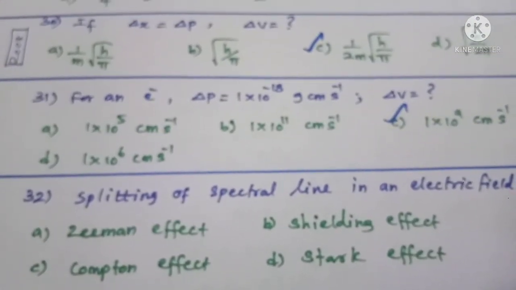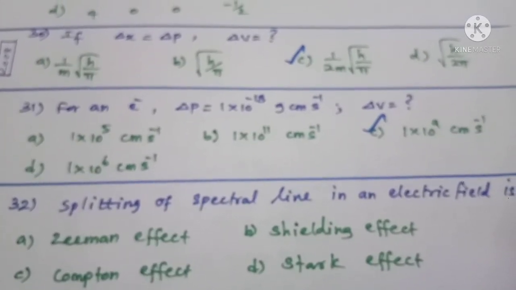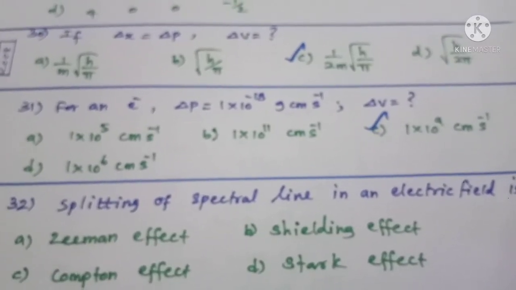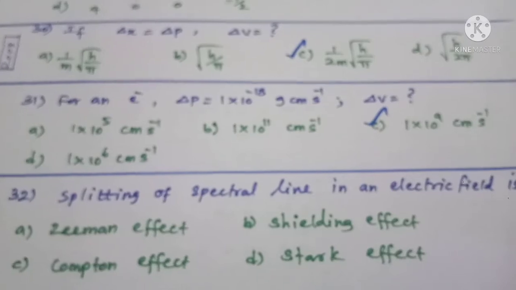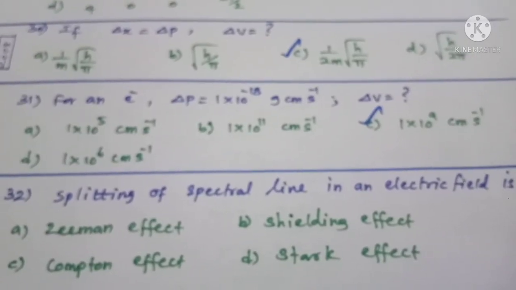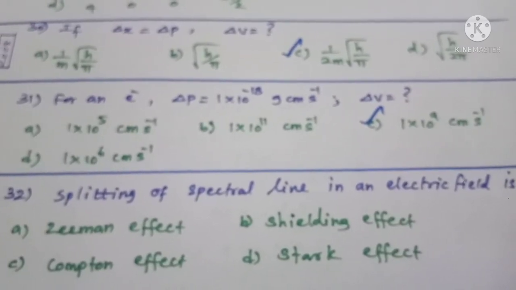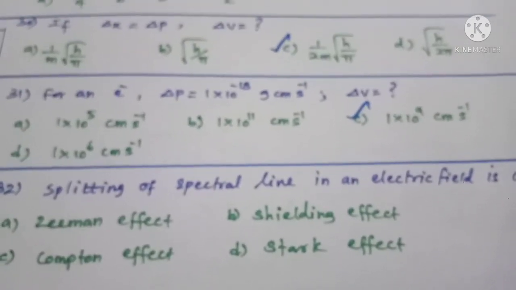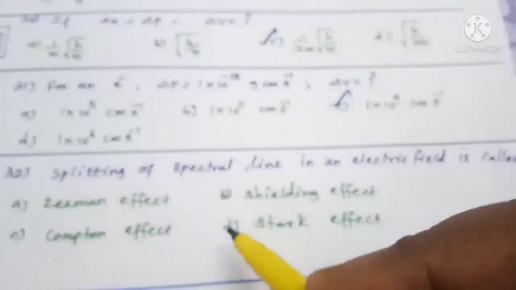Splitting of spectral line in an electric field is called as? You know, the spectral lines which are produced by the atoms can be further split into simple lines, what we call fine spectrum, when the atoms are placed either in an electric field or a magnetic field. This kind of splitting of spectral line into fine spectrum in presence of a magnetic field is what we call the Zeeman effect. If the same thing happens in presence of an electric field, then that is called the Stark effect. Okay, right. Now the question is splitting of spectral line into simple lines in presence of electric field, isn't it? So that phenomenon will be called the Stark effect. So this is the answer for this question.